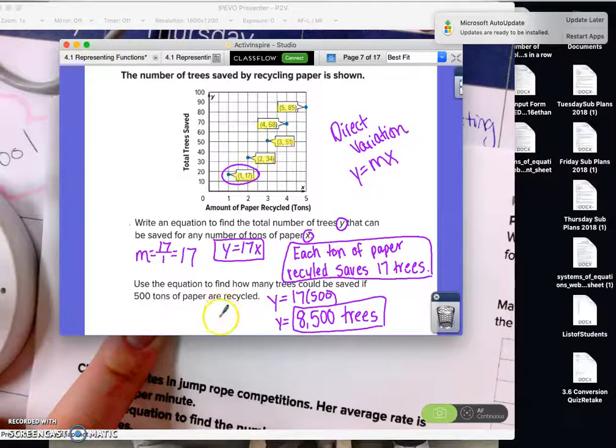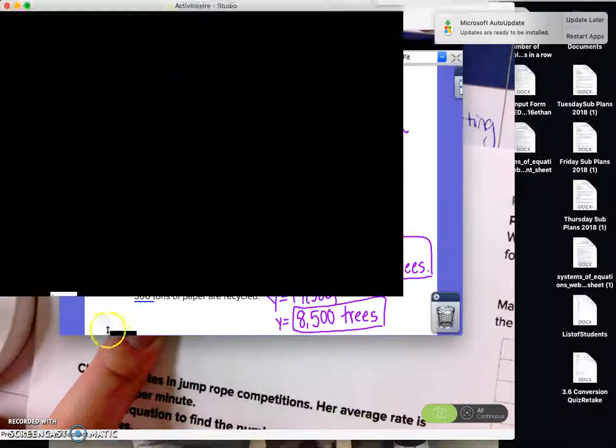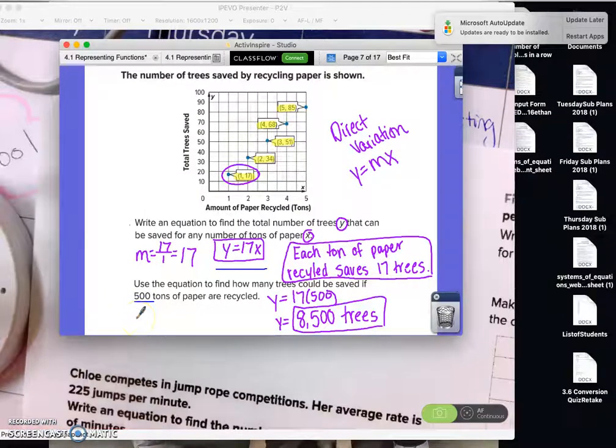And then I can go in and take my equation here and replace X with my 500 tons. So use the equation to find how many trees can be saved if 500 tons of paper are recycled. I would do my math, 17 times 500, and I would get 8,500. And I need to remember to label trees.